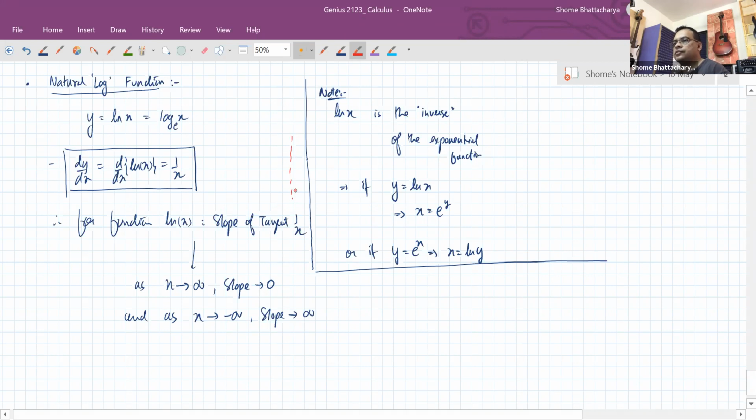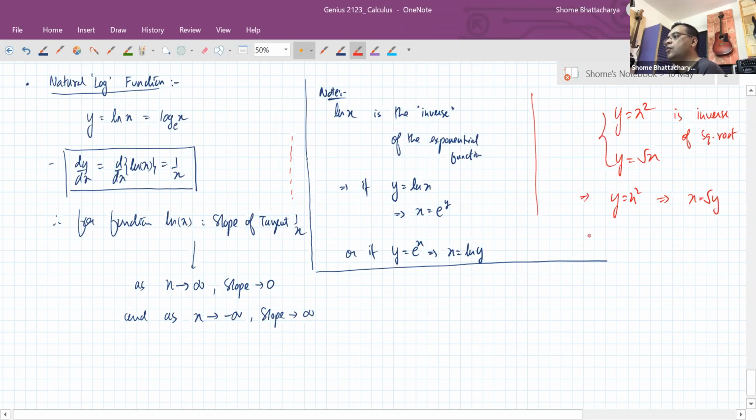Sir, can you repeat what an inverse function means? Inverse function means it's the reverse operation. So for example, y is equal to x square is the inverse function of square root. That means that if you look at these two functions, y is equal to square root of x and y is equal to x square, they are inverse of each other. So y is equal to x square implies that x is equal to root y, or y is equal to root x implies that x is equal to y square. Okay. So like that, if y is equal to ln of x, that means that x is equal to what? E raised power y. Understood the point? Yes, sir.